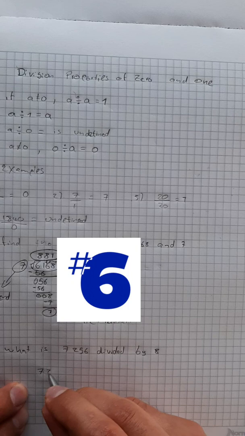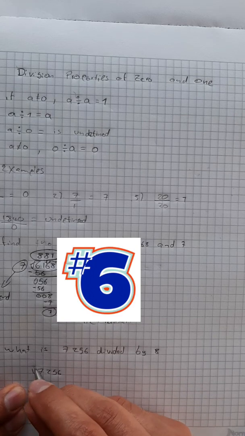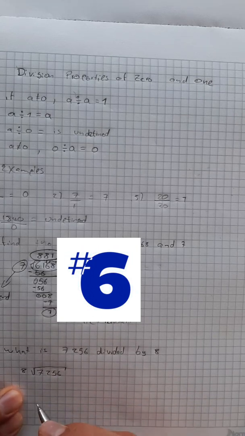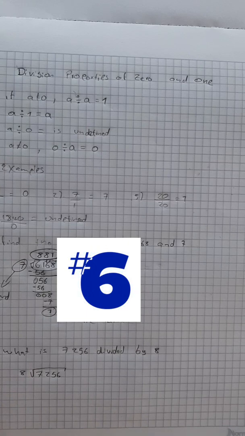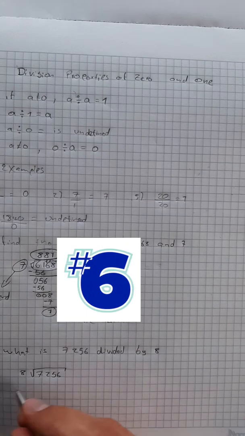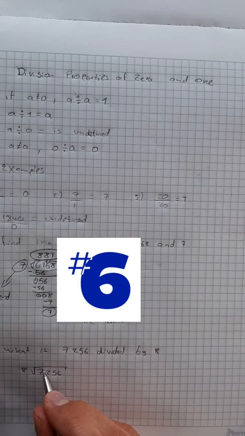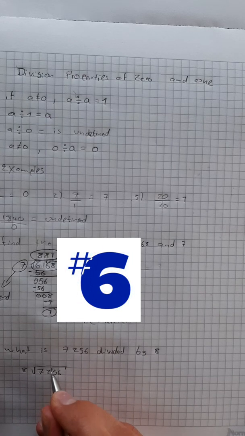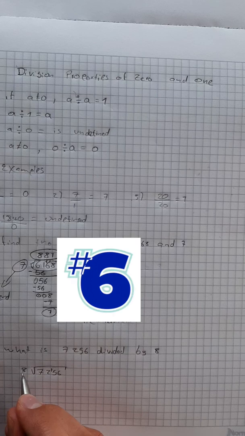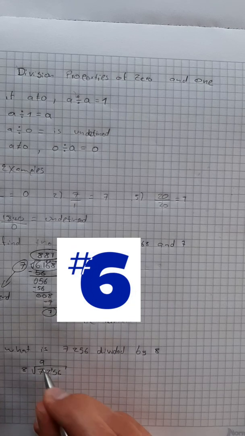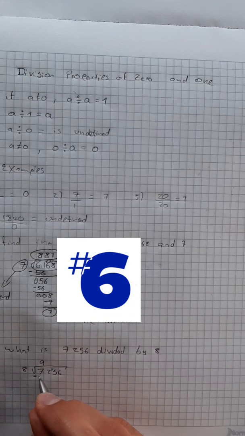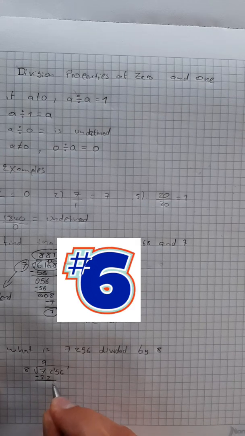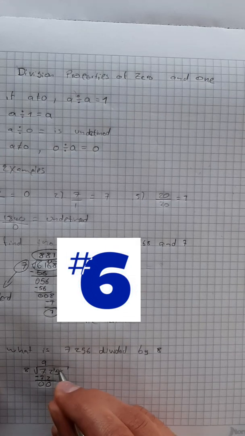Then in here we have to divide 7,256 divided by 8. Let's do it. In a similar way, 7 is smaller than 8, then we have to consider 72. 72 divided by 8 is 9. 9 times 8 is 72. 72 minus 72 is 0.